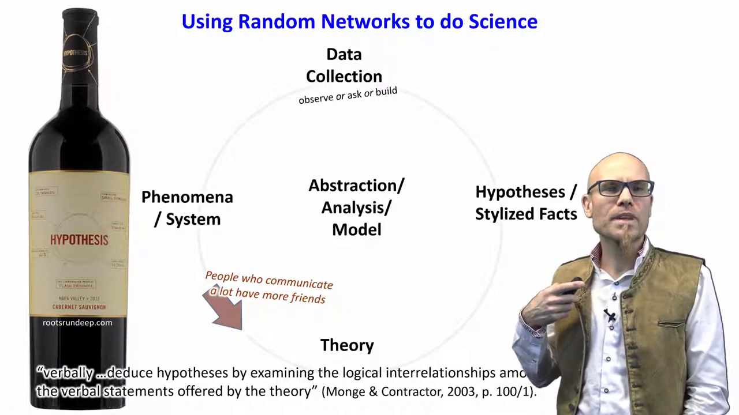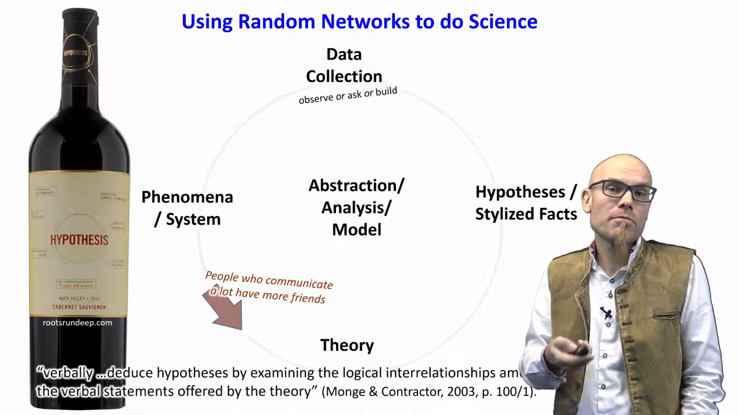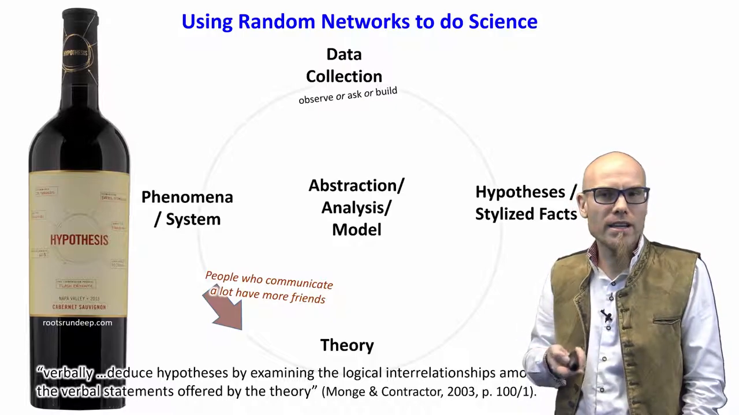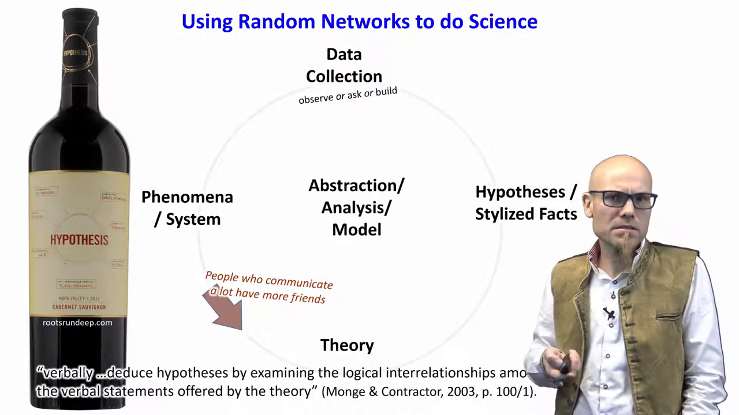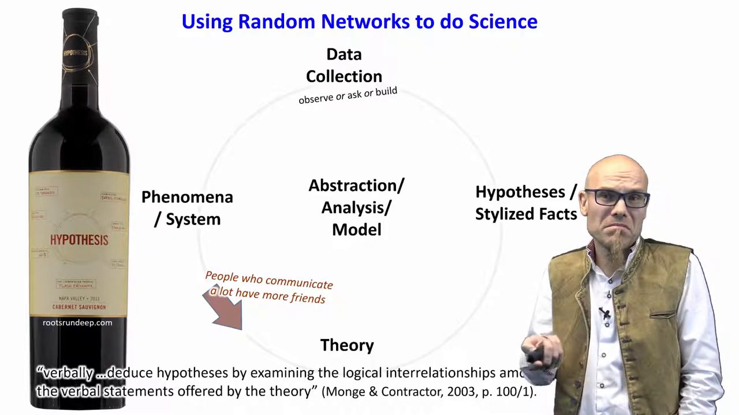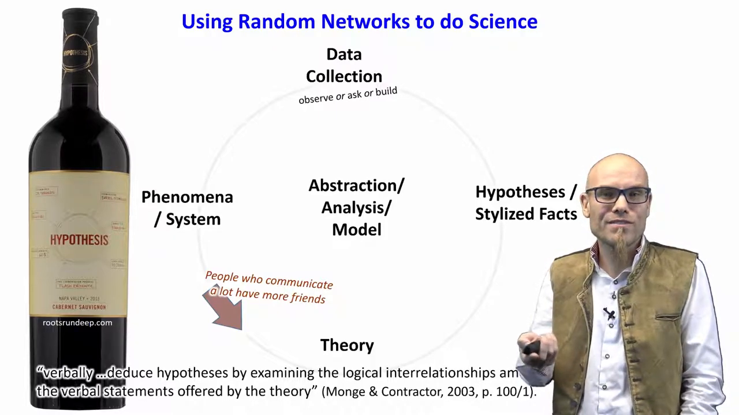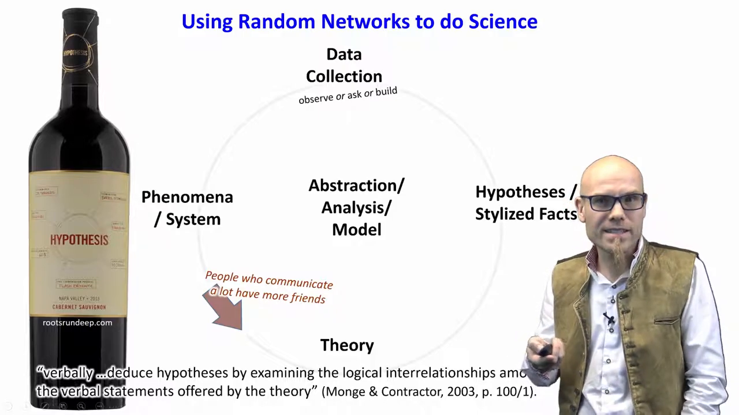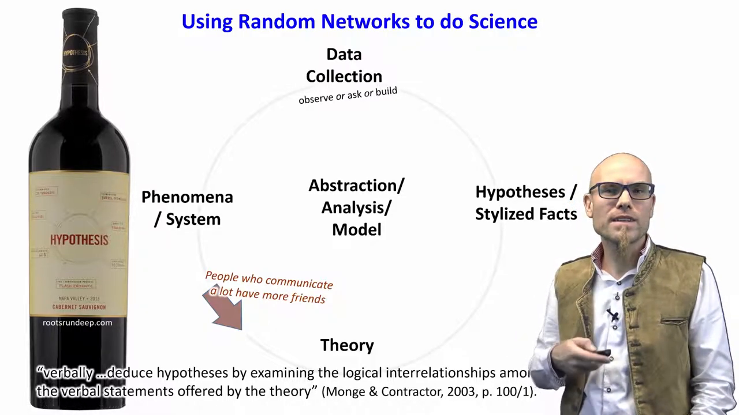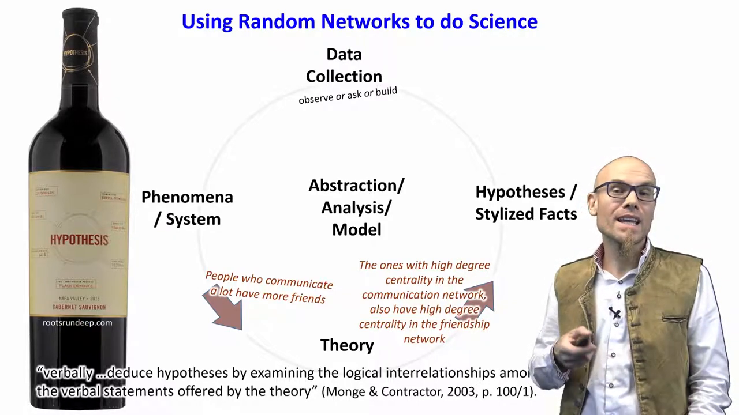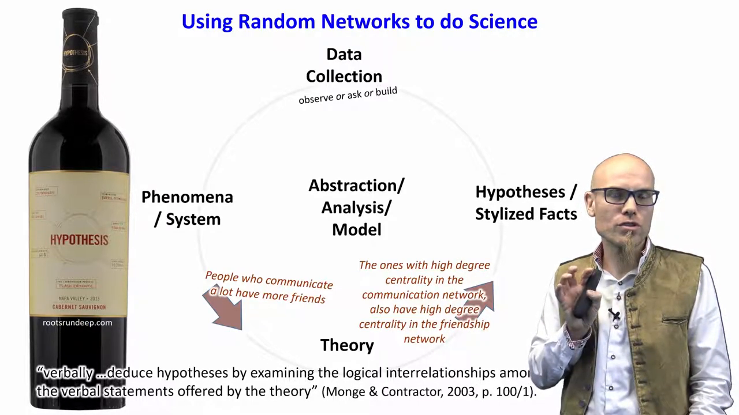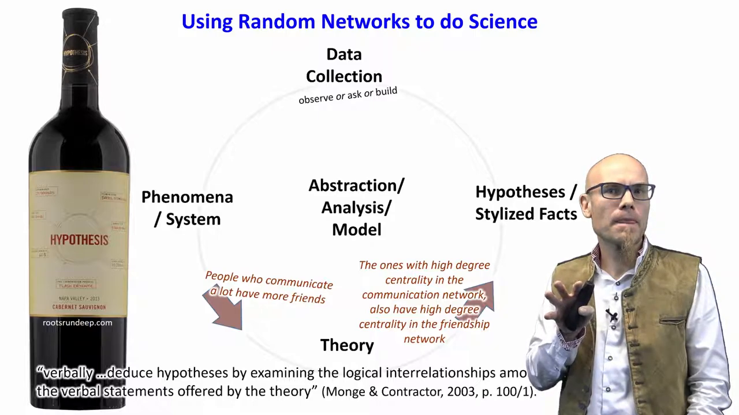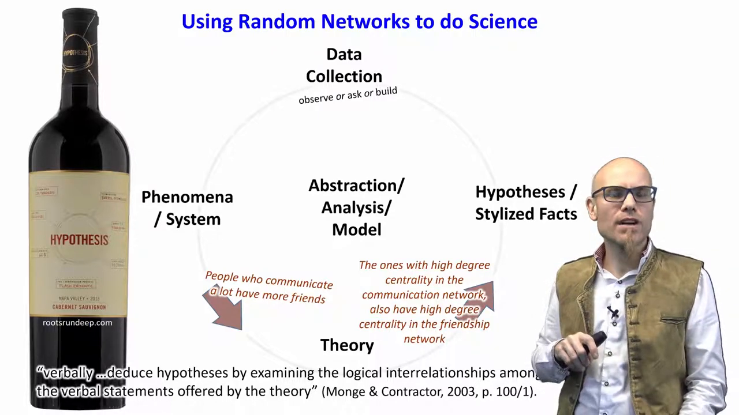So we have an idea, offered by the verbal statements of some kind of theory, that people who communicate a lot have more friends. That's an idea that you might get just by living in this reality, by observing this phenomenon, just by being there. And then you deduce your hypothesis by saying, well, the ones with high degree centrality in the communication network, that means those who have a lot of ingoing and outgoing communication connections, also have a high degree centrality in the friendship network.